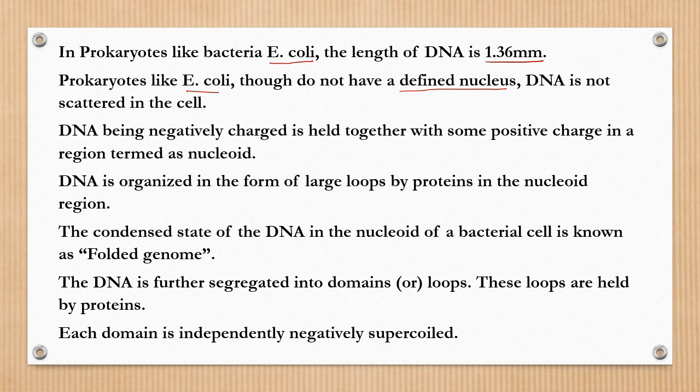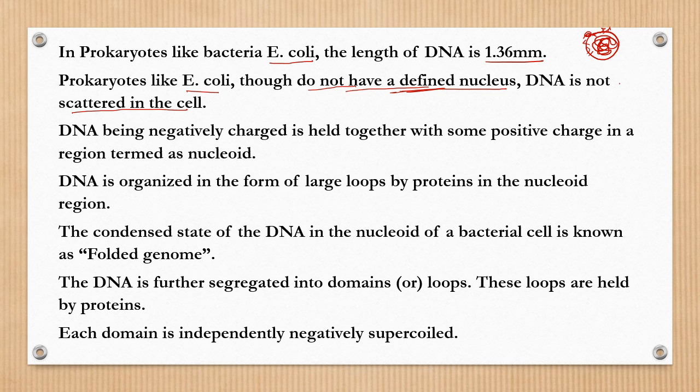DNA is not scattered in the cell. Remember that prokaryotes do not have a defined nucleus. A defined nucleus means a nucleus surrounded by the nuclear membrane, inside which the genetic material is present. The nuclear membrane is absent in prokaryotes, so there is no defined nucleus. Then the genetic material, that is DNA, is not scattered in the cell.